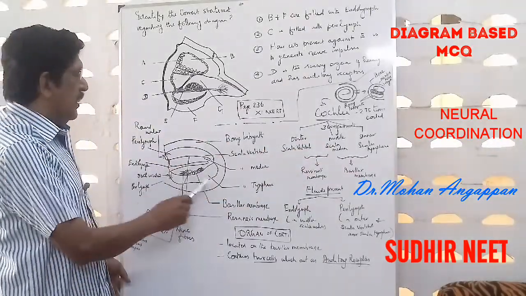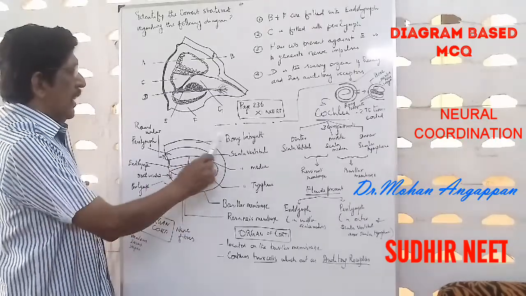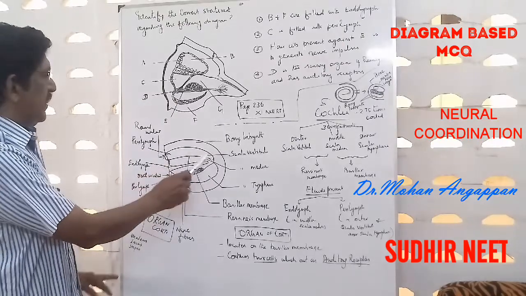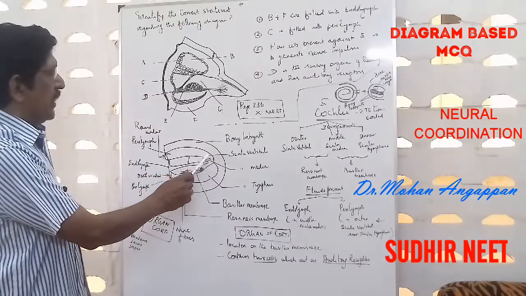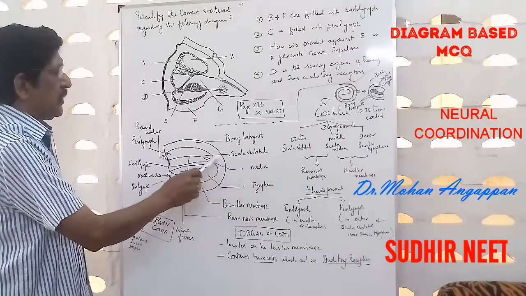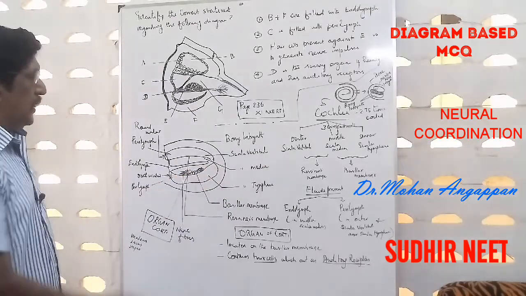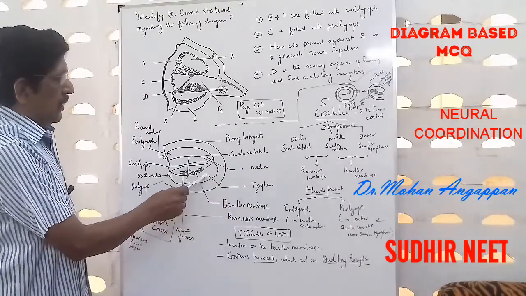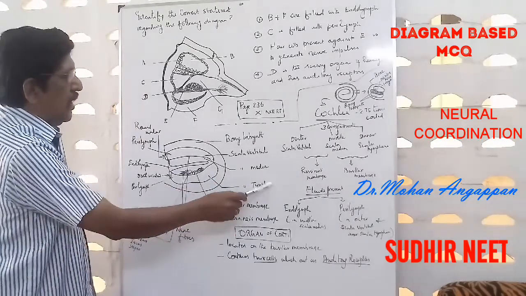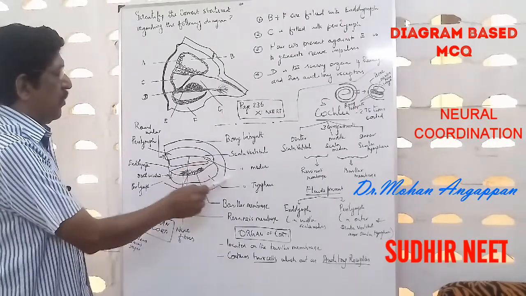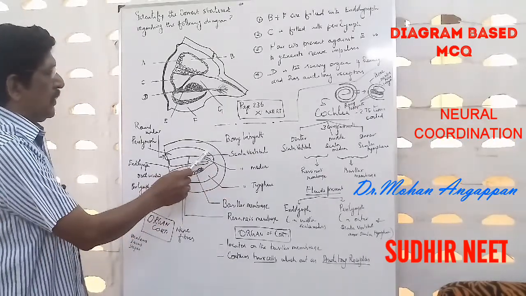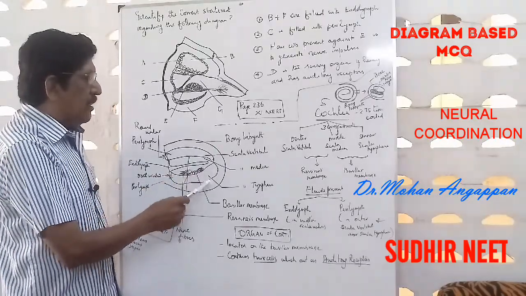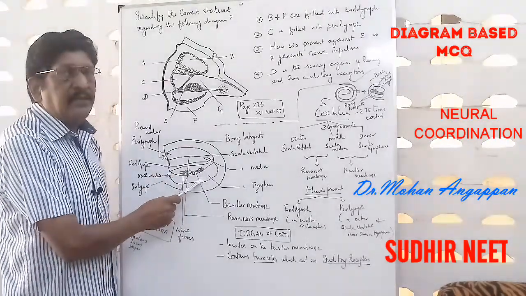So you can see here, this is the outer bony labyrinth, this portion, and I have labeled here, this is the outer compartment, scala vestibuli. This portion is the middle scala media. This is the inner scala tympani. So you can see the three compartments here. Outer scala vestibuli, middle scala media and inner scala tympani.